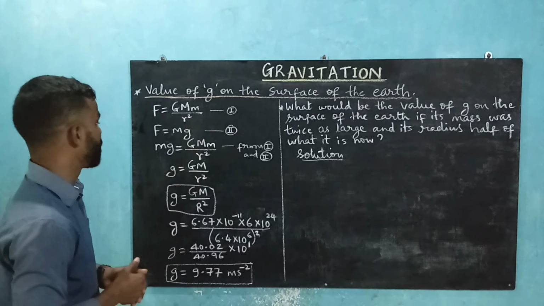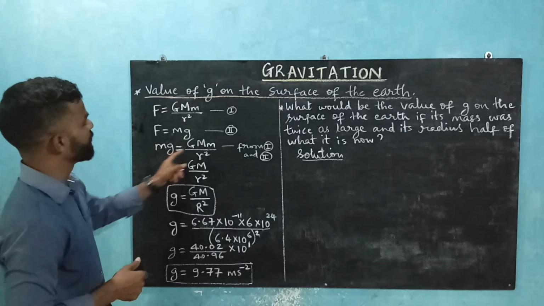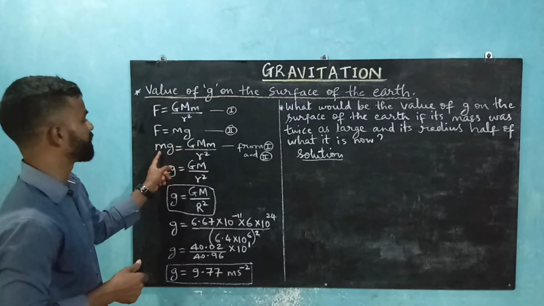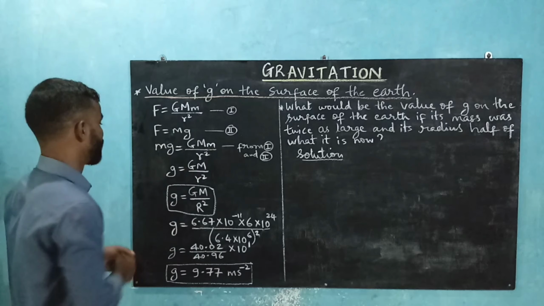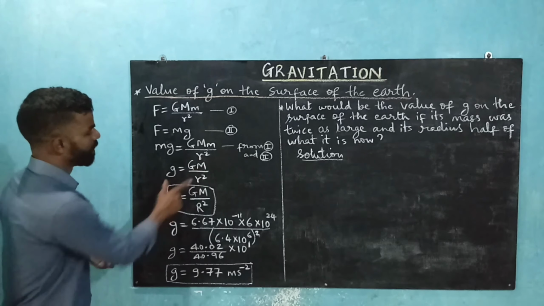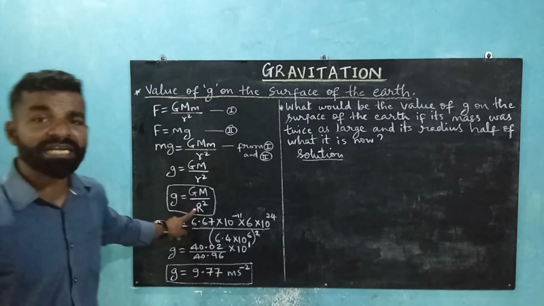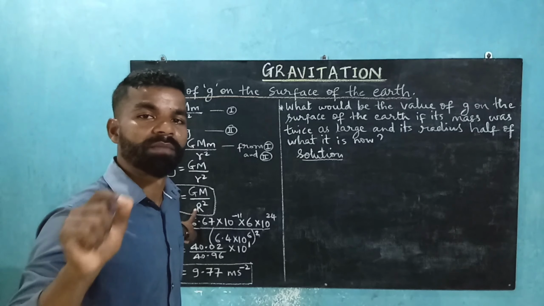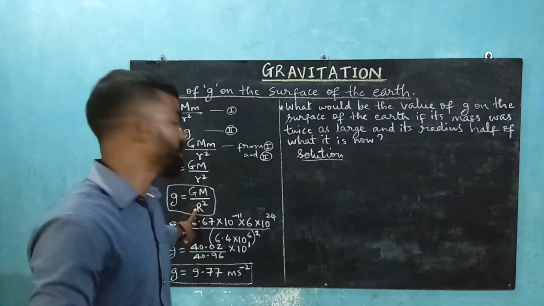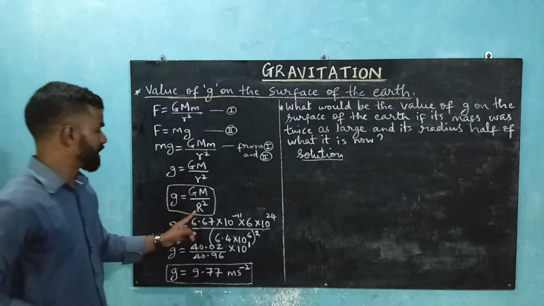Number it 1 and 2, and then compare the equations. By comparing, we are getting mg is equal to G capital M into small m divided by r square. So m and m cancel. The mass of the object cancels on both sides. So we are getting g is equal to GM divided by r square. So r square we are replacing by capital R square, because it is the radius of the earth, the distance from the center of the earth to the surface of the earth.